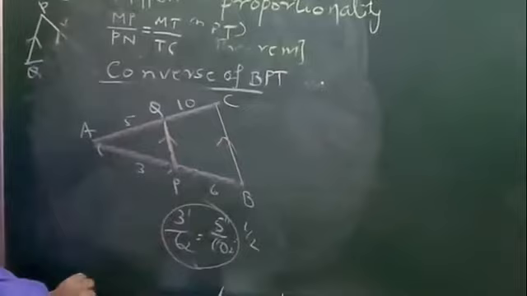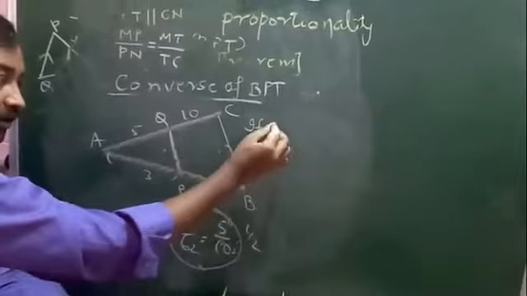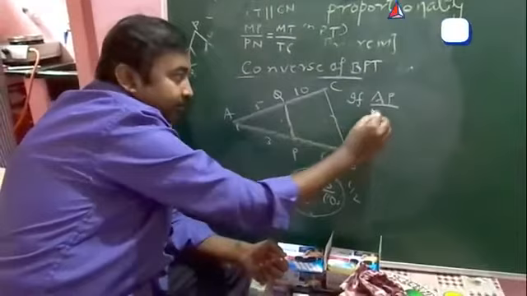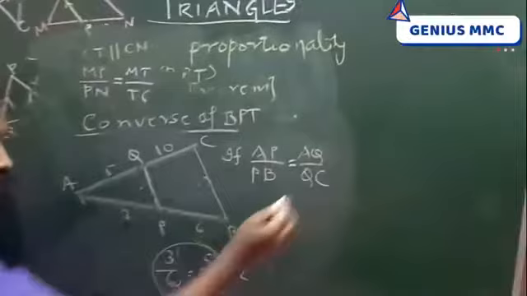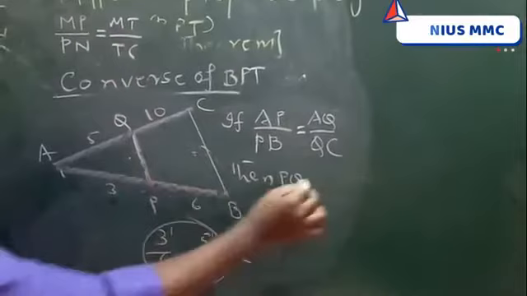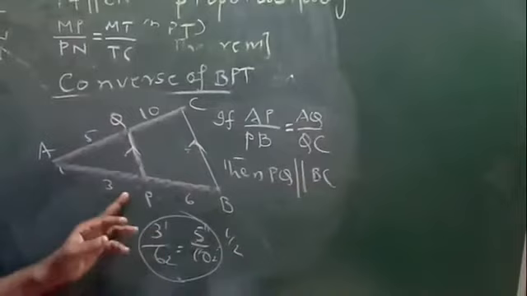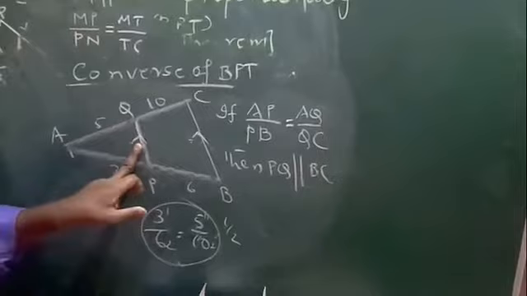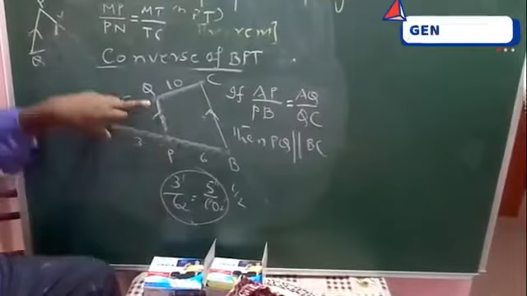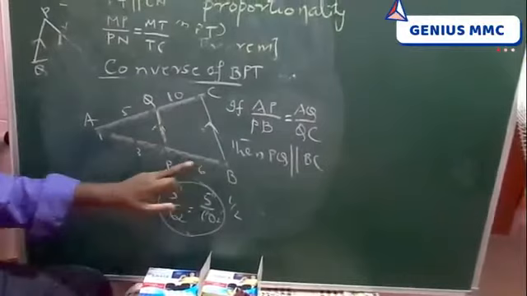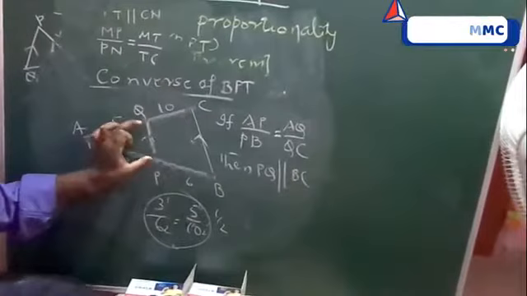So this is the converse of BPT. If in this diagram AP by PB is equal to AQ by QC, then this line PQ is parallel to BC. So this is called the converse. How to state it: if a line divides two sides of a triangle in the same ratio or proportion, then that line is parallel to the third side. So this is the statement of the converse.